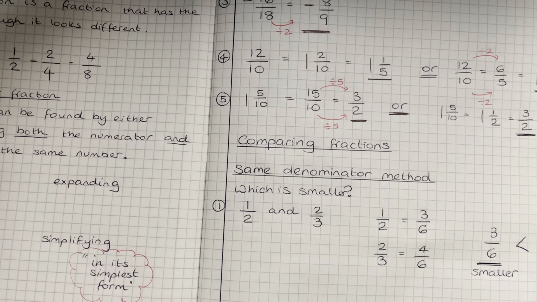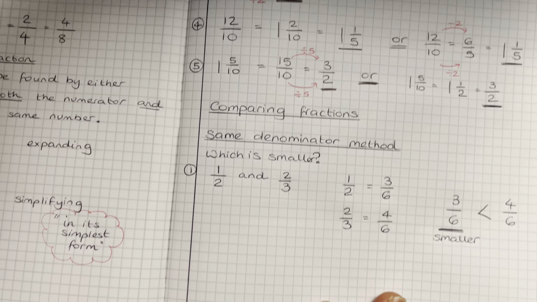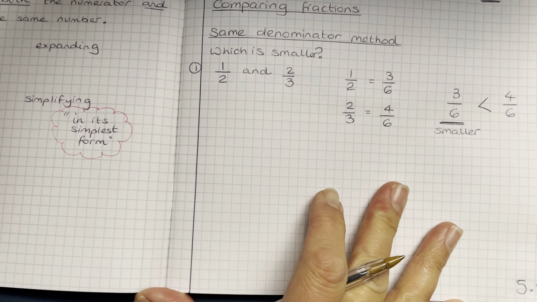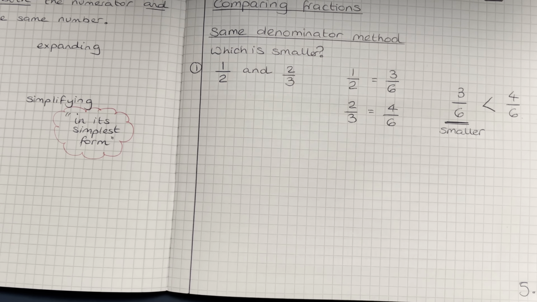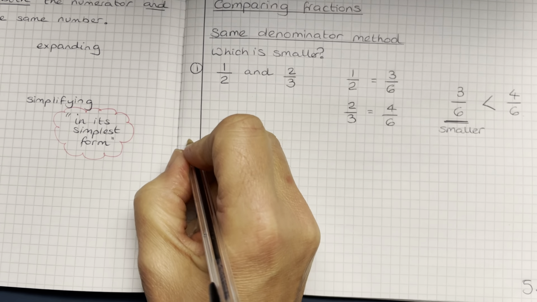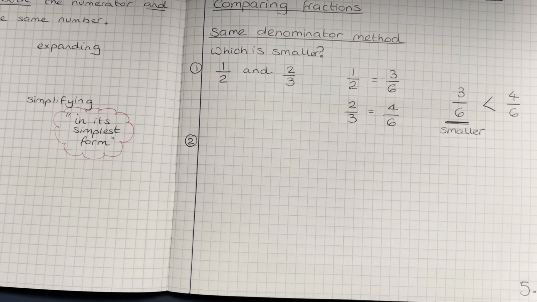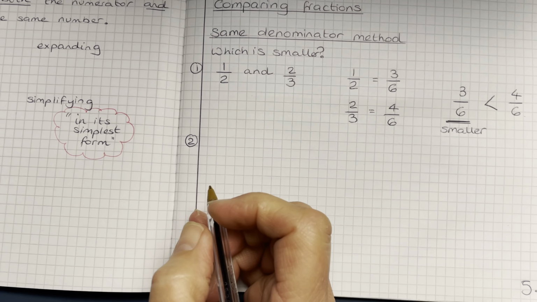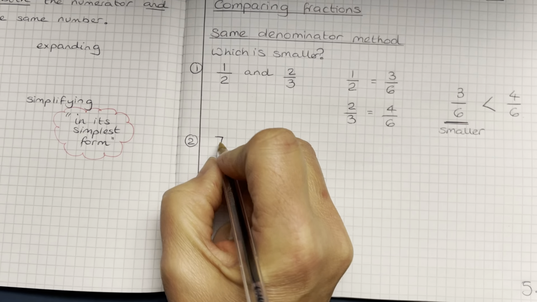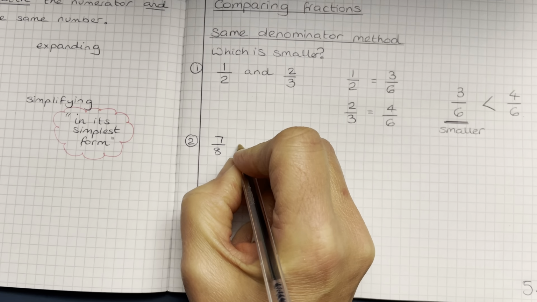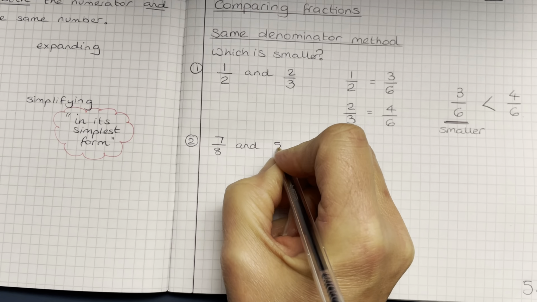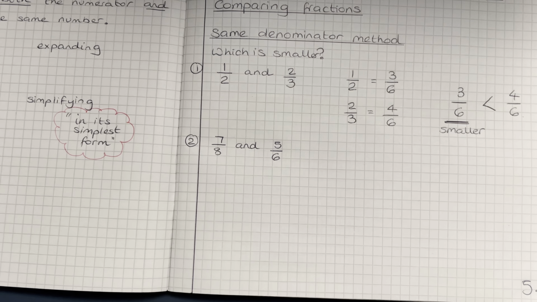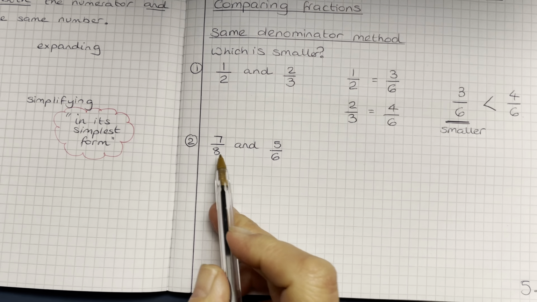Just need to move my book a little bit more so you can see the bottom of my sheet. All right. Let's see what happens with this example. 7/8 and 5/6. Now this time we could do the same thing.